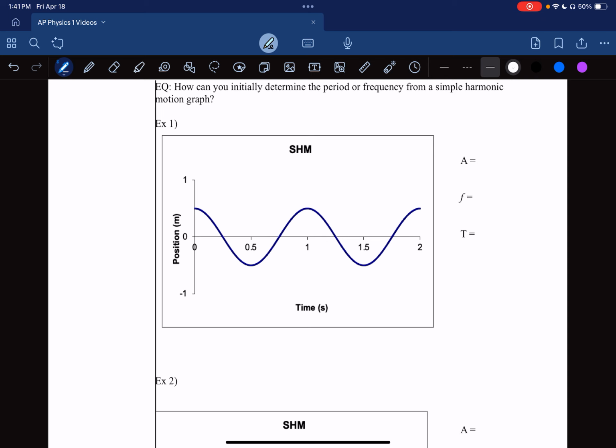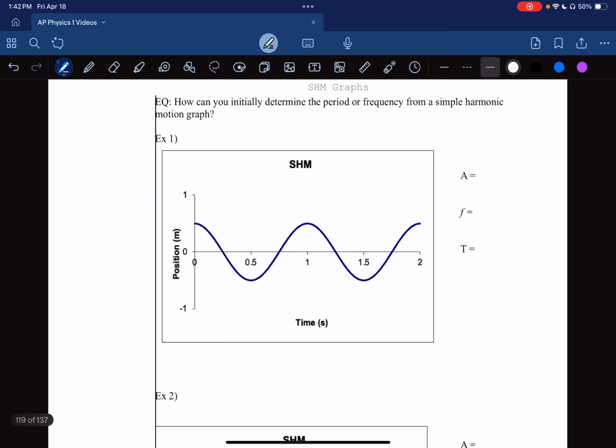So this is a simple harmonic motion graph. In other words, you have a spring mass system, and this is showing its position over time. And it's sinusoidal, because the spring mass system will oscillate back and forth, but over time it'll make that shape. So let's figure out the amplitude. What you essentially want to look for is the highest point of the graph, because that's the maximum displacement from zero. That's the amplitude. On this one, it looks like it is 0.5 meters.